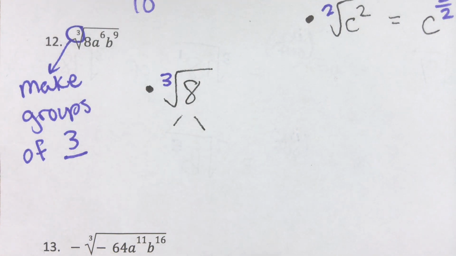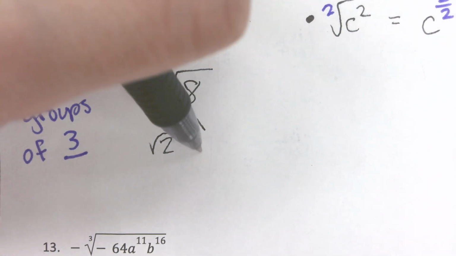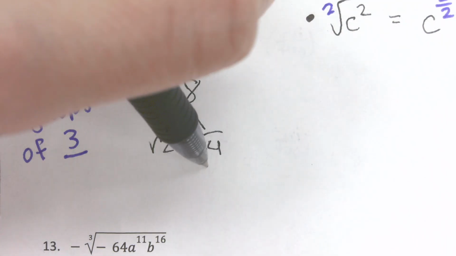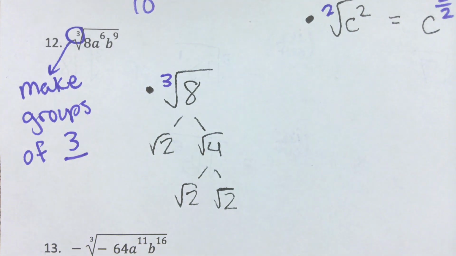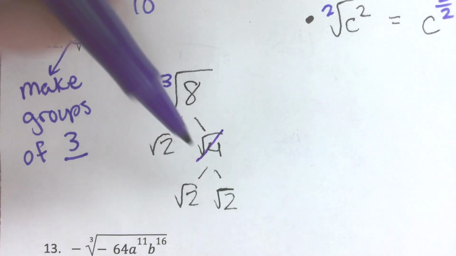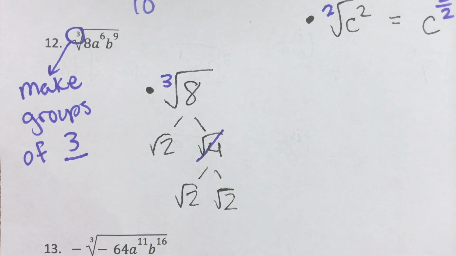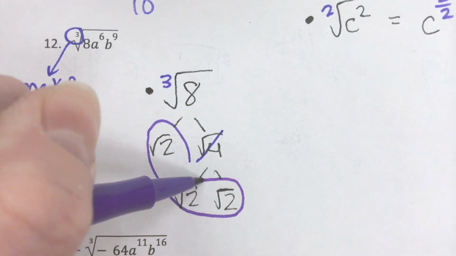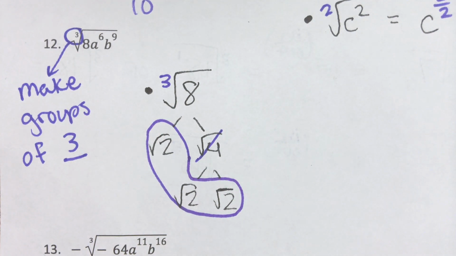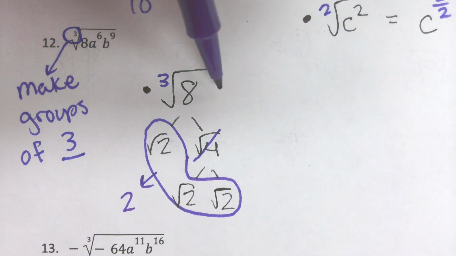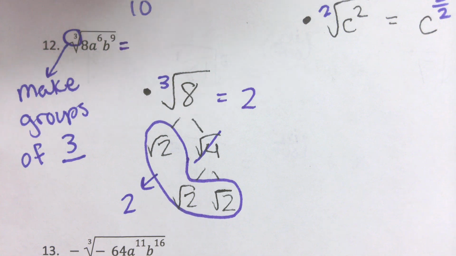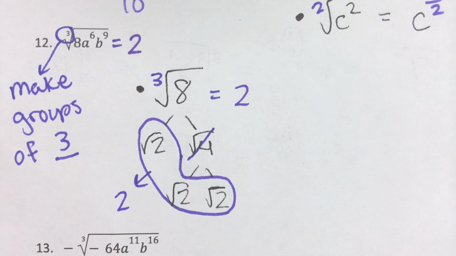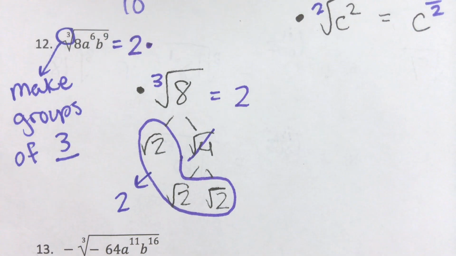Good. So breaking it down, our only options are 2 and 4. And 4, of course, we broke it down again into 2 and 2. Broken down the 4, so I'm done with it. And again, we're wanting groups of 3. We have 3 2's here. And nothing else left, so a full 2 can come out of here. And it's equal to 2. So far I've got 2.